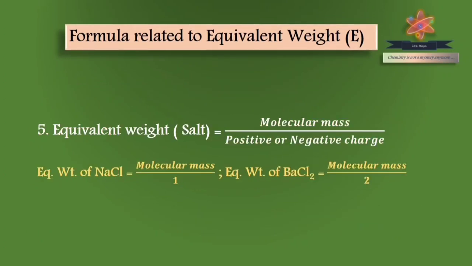replaceable OH ions. Fifth formula, equivalent weight of a salt is equal to molecular mass divided by positive or negative charge. For example, equivalent weight of sodium chloride is equal to molecular mass divided by 1, and equivalent weight of barium chloride BaCl2 is equal to molecular mass divided by 2.